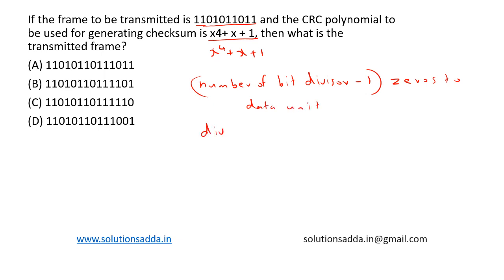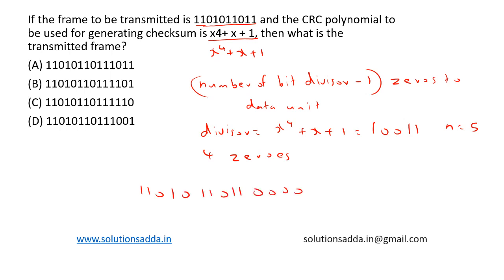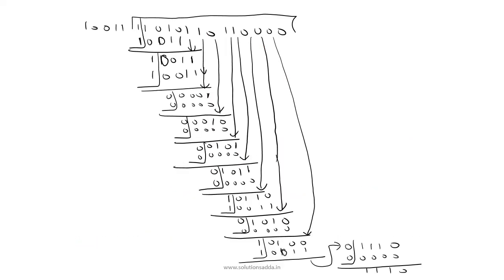So the divisor is x to the power 4 plus x plus 1, which is equal to 10011. So we append 4 zeros as n is equal to 5. Now the data unit becomes 110101100110000. This is divided with the CRC polynomial, that is 10011. We perform division using XOR subtraction. Once we perform the division using XOR subtraction, we get remainder as 1110.